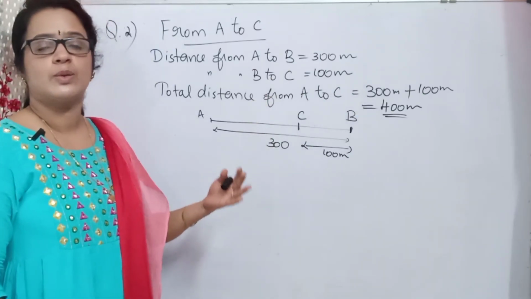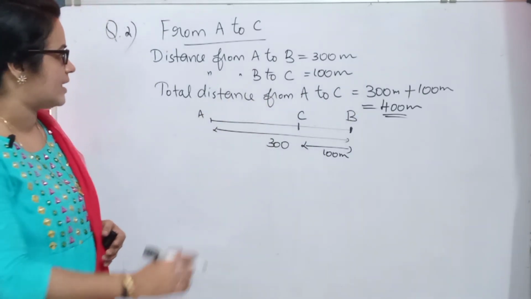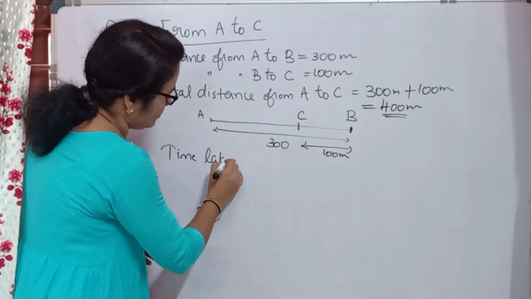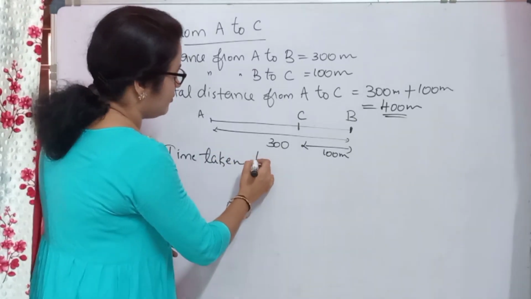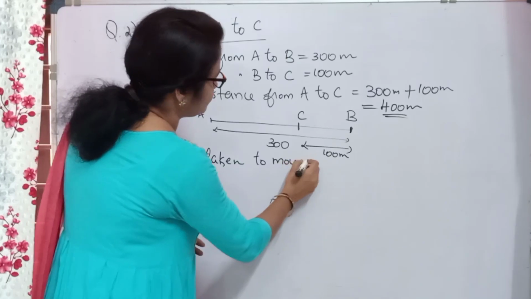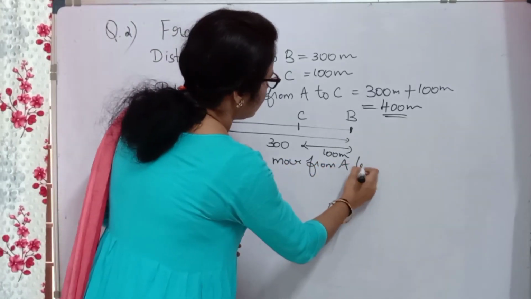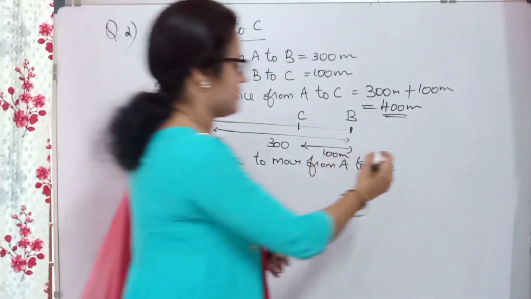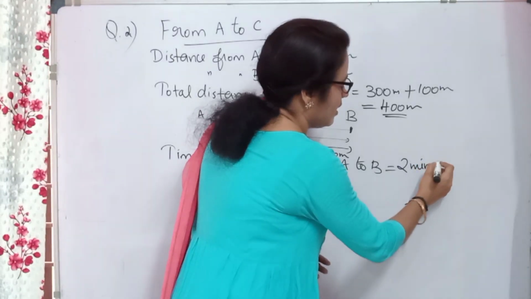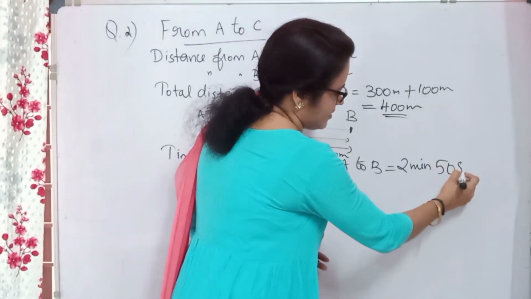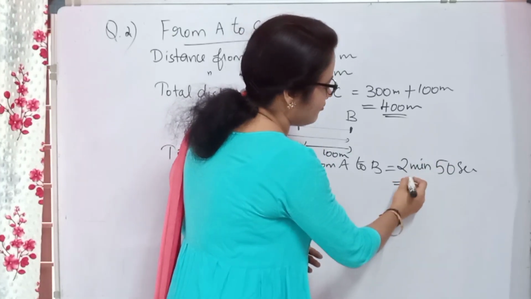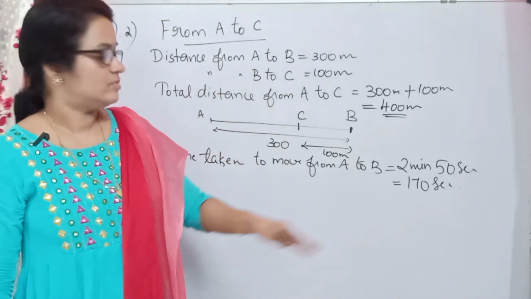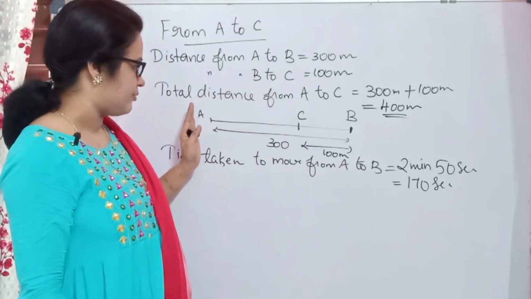In a similar way, we have to calculate the total time. So how much will be the total time? Time taken to move from A to B. How much was it? 2 minutes and yes, 50 seconds. That is 2 minutes and 50 seconds. So what will that be? 2 into, so that will be 170 seconds. Right.